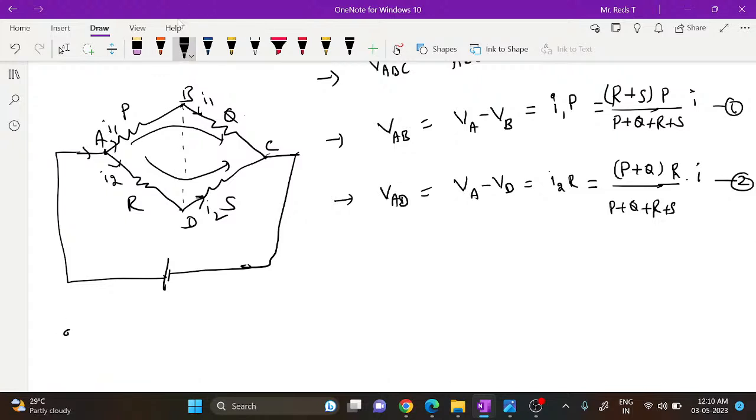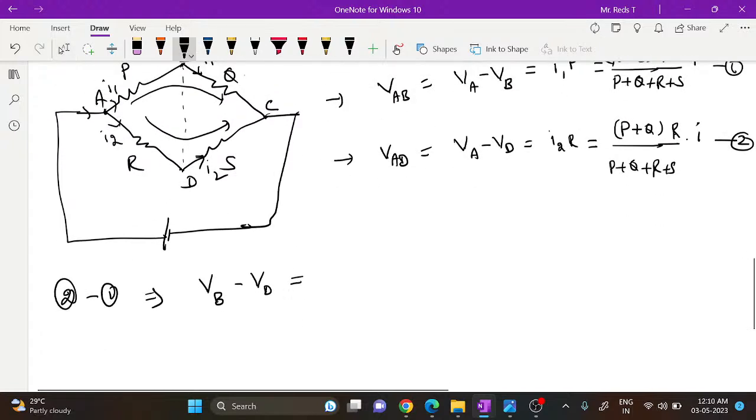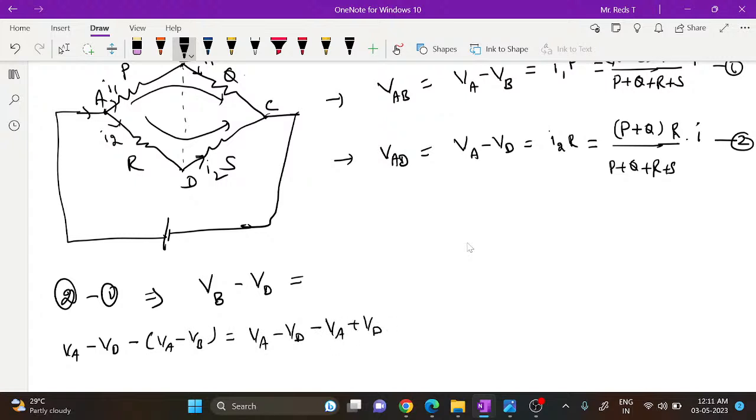Okay, so here let us take 2 minus 1. This implies we'll get VB minus VD. So you can mark here for your understanding purpose. 2 minus 1 means VA minus VD minus of VA minus VB is equal to VA minus VD minus VA plus VB. Yes, sorry, plus VB. So minus VA plus VA cancel, minus VD plus VB, that is VB is positive, VB minus VD. That we have taken directly here. 2 minus 1 gives VB minus VD.